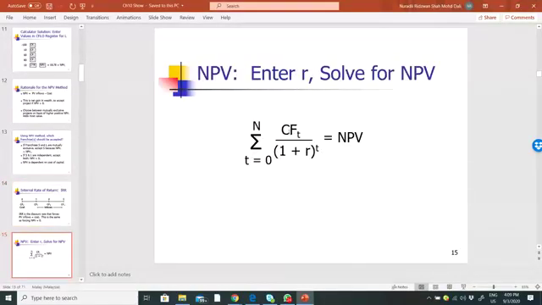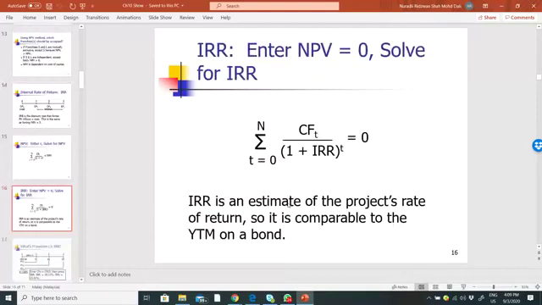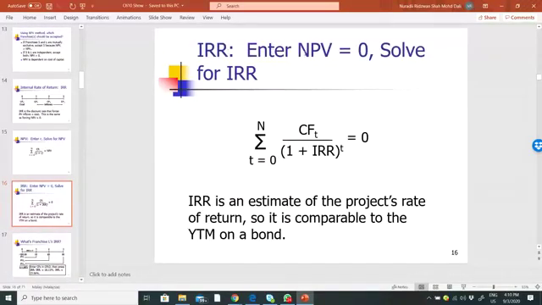The formula is like this: CF divided by the discount rate, equal to NPV. So for NPV, you enter R and solve for NPV. For IRR, you set NPV equal to 0 and solve for IRR. So IRR is an estimate of the project's rate of return. It is comparable to the yield to maturity on a bond. If you calculate the yield to maturity on a bond, you use the same formula.